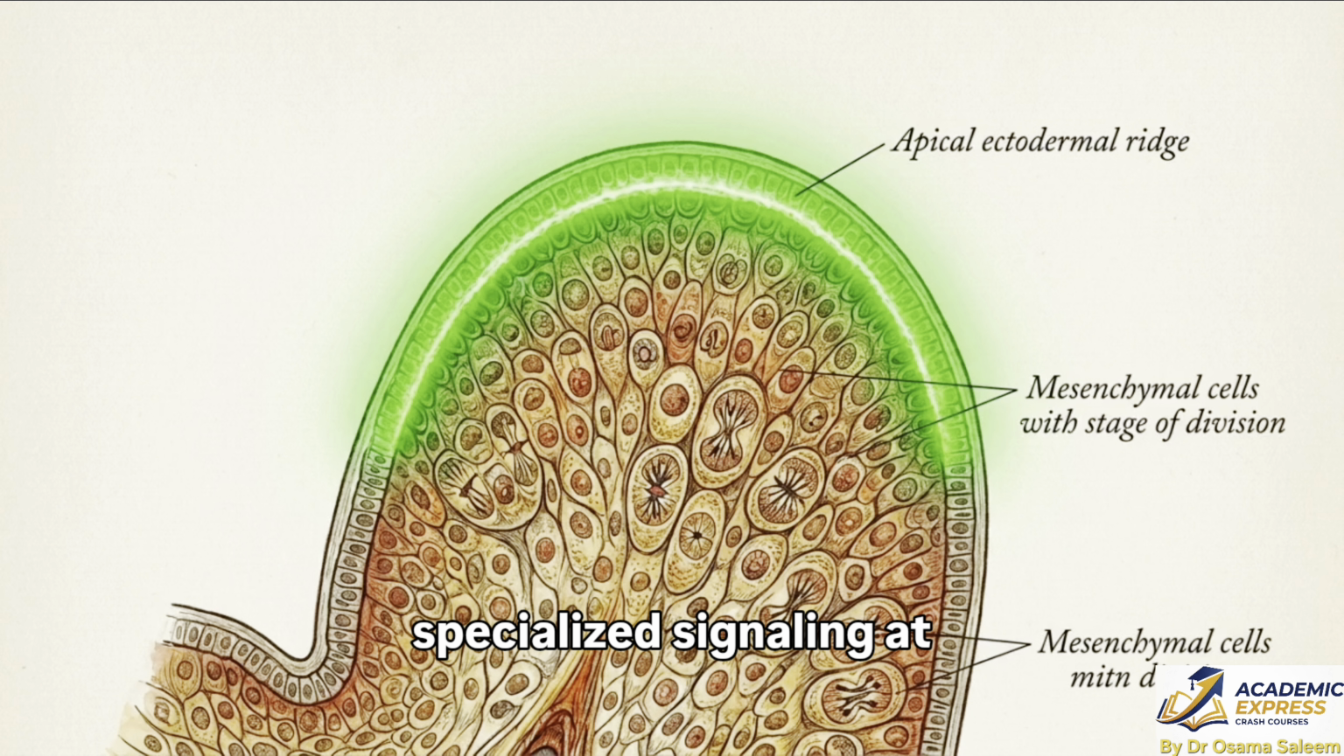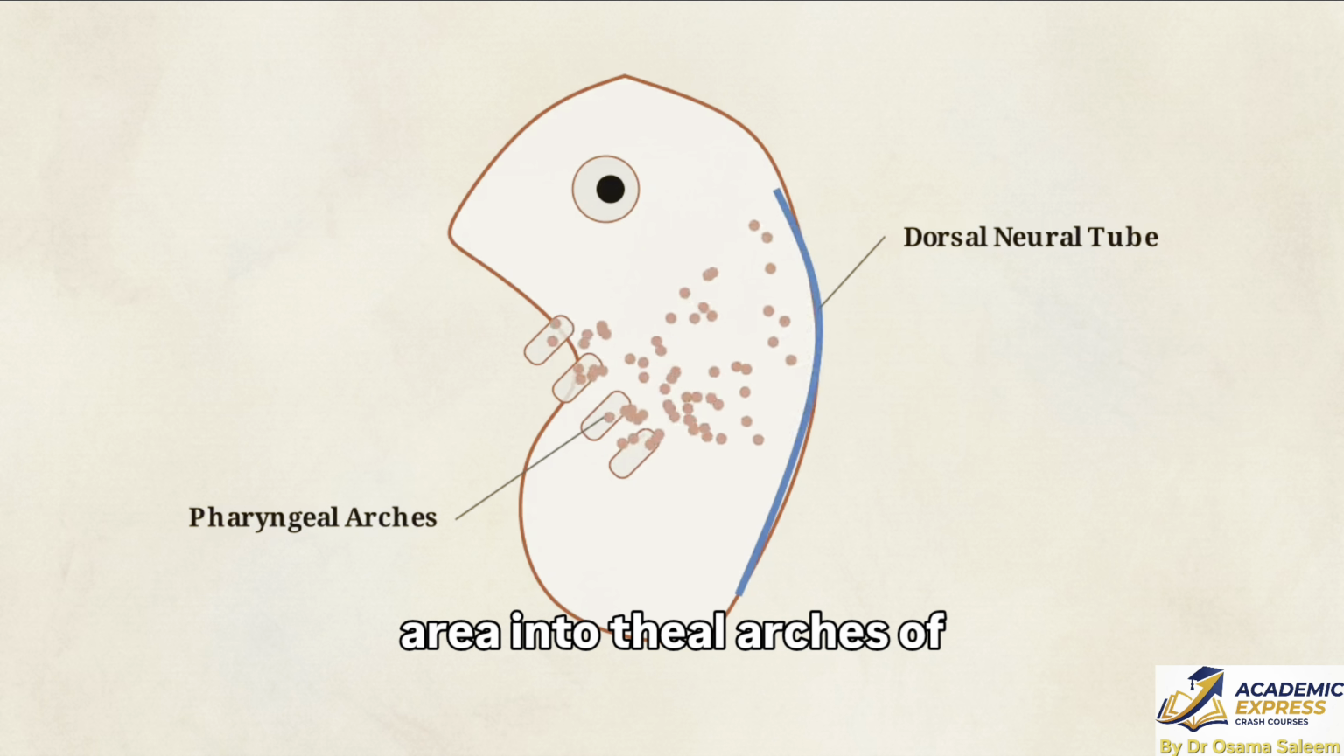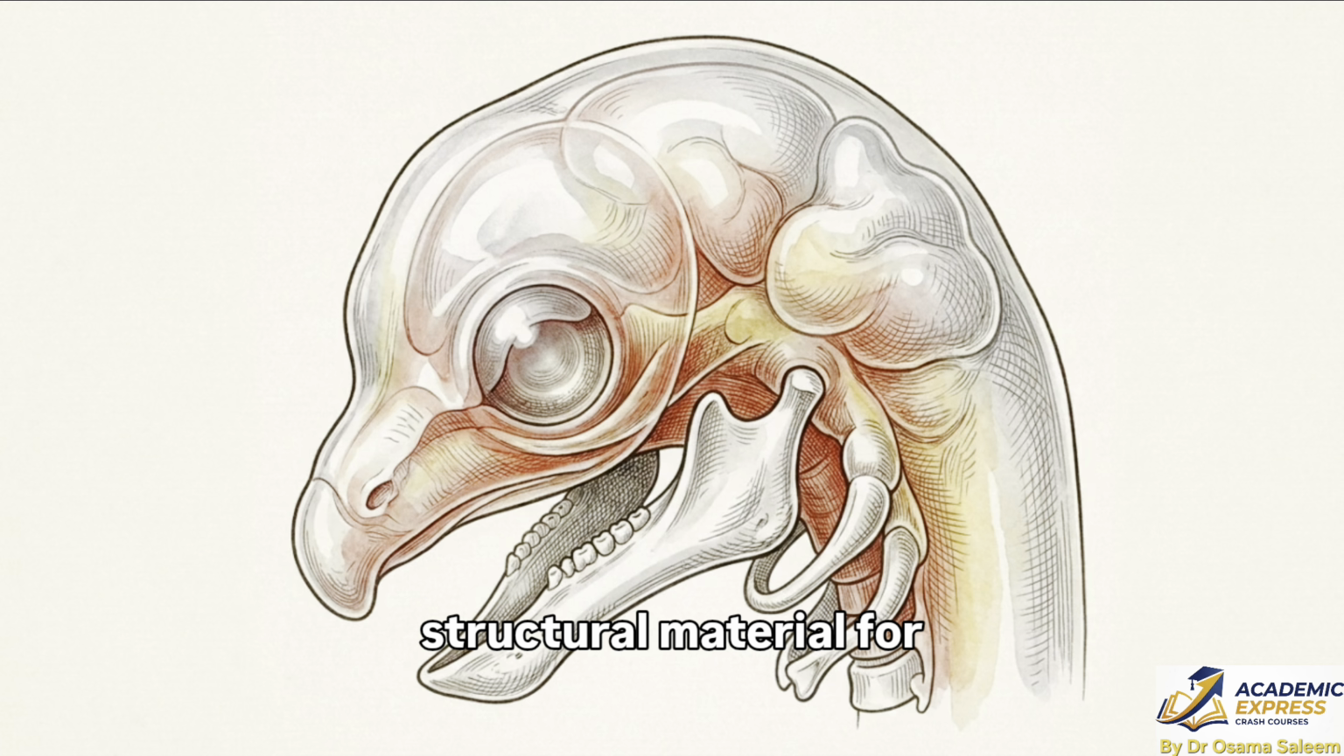These are driven by specialized signaling at the tip of each bud, which keeps the underlying cells dividing to extend the limb. Neural crest cells migrate from the spinal area into the pharyngeal arches of the neck. These cells provide the structural material for the bones and muscles of the face and throat.